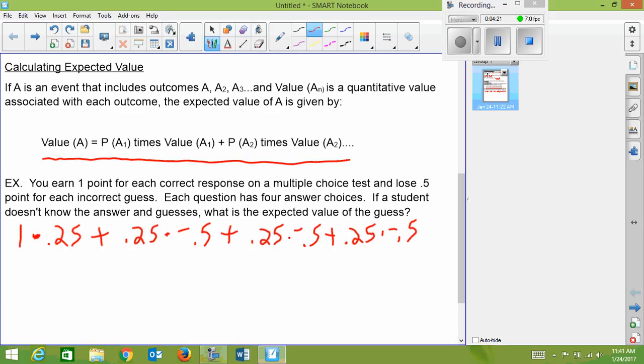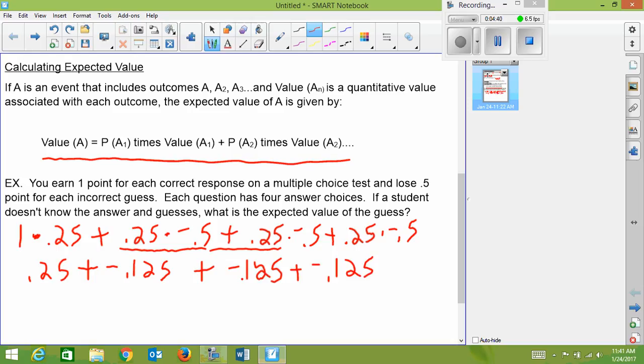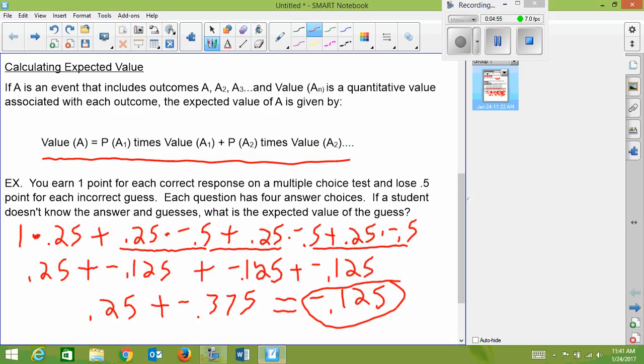Okay, so then 1 times 0.25 is 0.25. 0.25 times negative 0.5 is negative 0.125. And then I'm going to have another negative 0.125 plus another negative 0.125 from multiplying these all out. Okay, so I have 0.25 plus a negative 0.375. So my expected value of that guess is negative 0.125. It's negative because obviously you have 3 chances to get it wrong and only 1 to get it right.